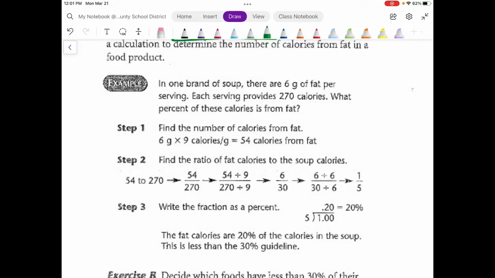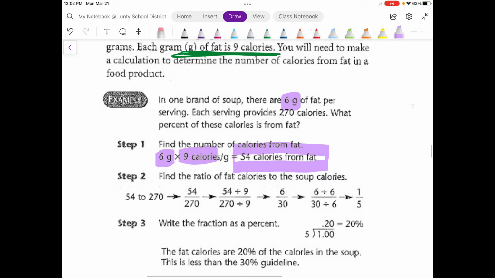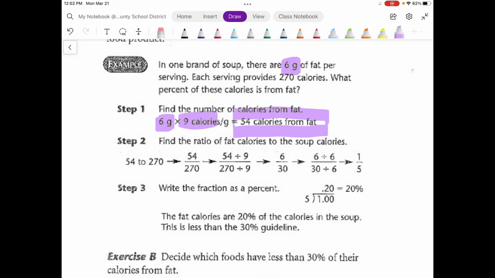So the first thing you want to do is look at how many grams of fat there are. There's 6, and we know that each gram has 9 calories. So there's 54 calories from fat in this particular brand of soup. To figure out what percent that is of the overall calories, we're going to take the 54 calories from fat, put that in the numerator, and divide by the total number of calories, which was 270.